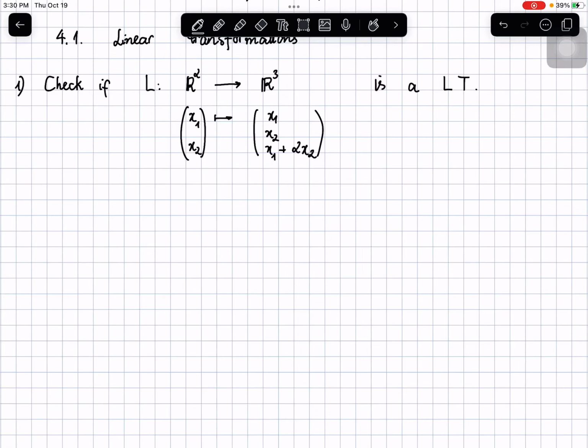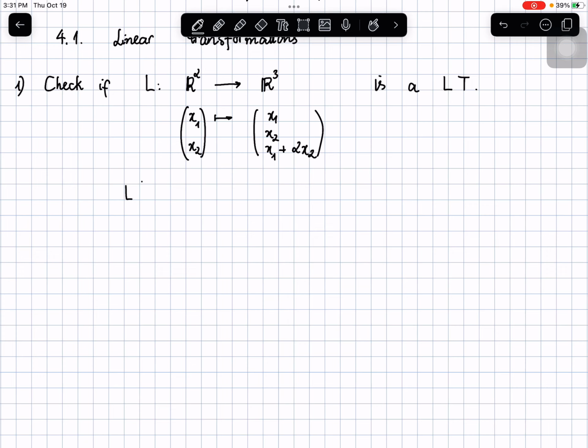So in this exercise, we need to check if a map L is a linear transformation. L is given to us as a map from R2 to R3. It maps the vector x1, x2 to the column vector x1, x2, x1 plus 2 times x2.